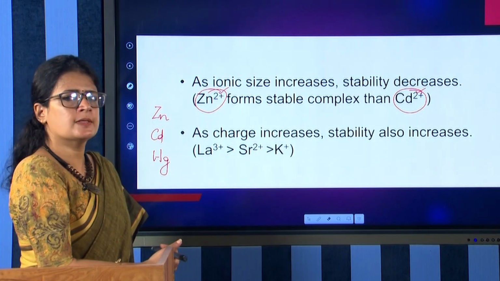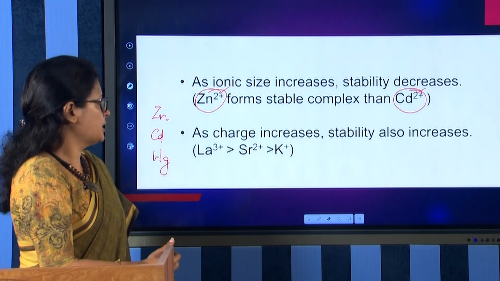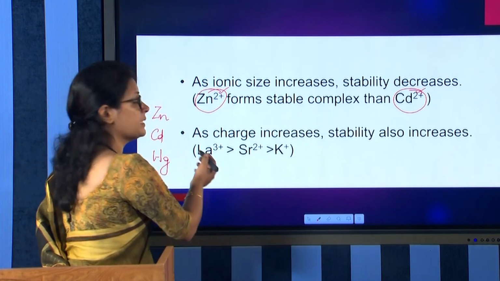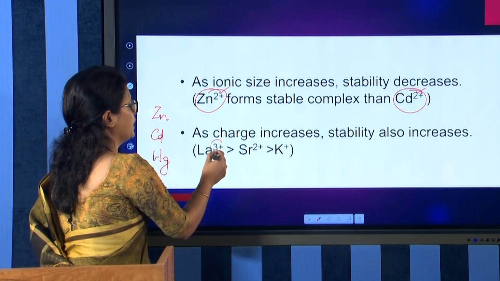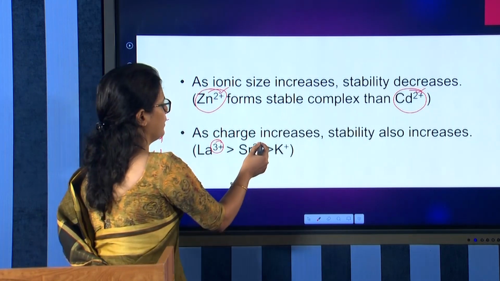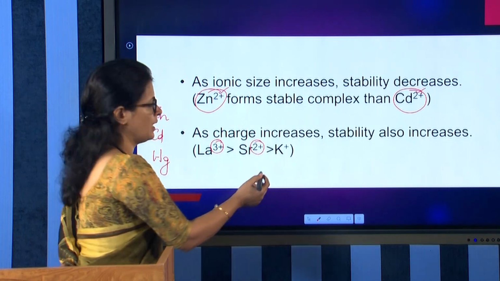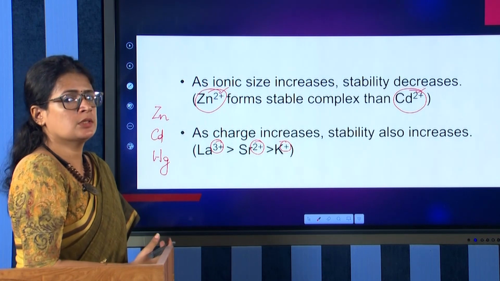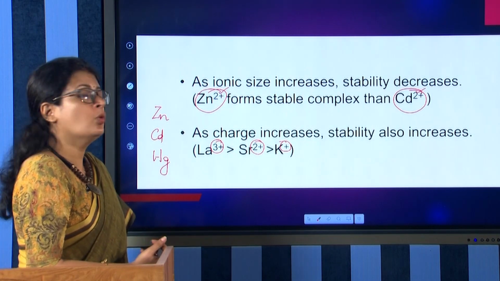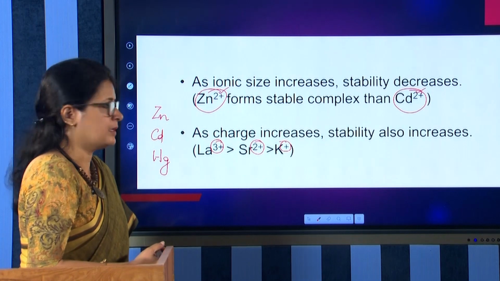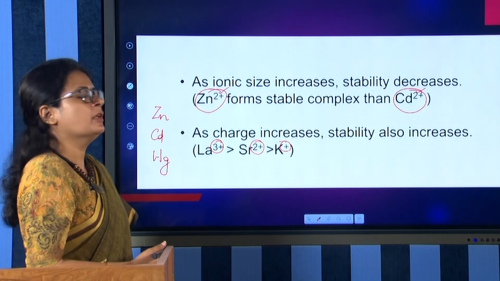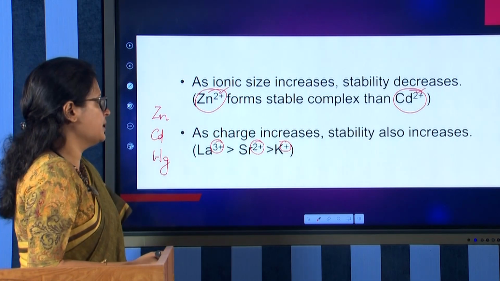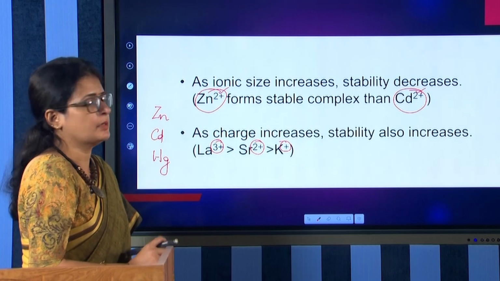As the charge increases, stability also increases. Charge means, you are given the examples here. In this case, lanthanum 3 plus has a charge of 3 plus, strontium has a charge of 2 plus, and potassium has a charge of 1 plus. So, which has the larger charge? Charge is more in the case of lanthanum, it is 3 plus. So, lanthanum 3 plus will form a stable complex. That is why the order is like this, lanthanum 3 plus having the greatest stability.